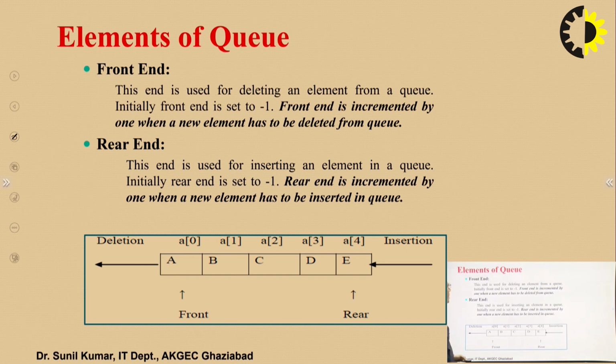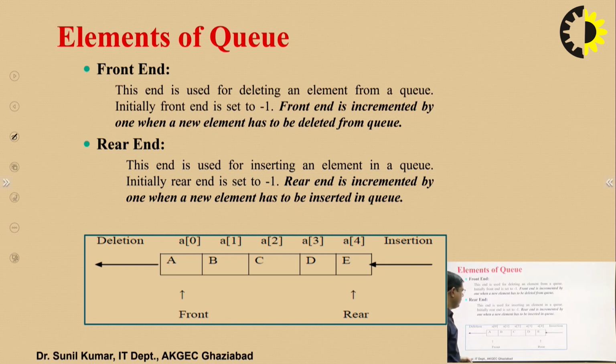On the other hand, whenever we are inserting an element, it will always be done from the rear end. Initially, the value of rear is set to -1. Whenever we are inserting an element, the value of the rear pointer is incremented by 1. This can be understood with the help of this example. For example, we have an array and already we have these elements, A, B, C, D and E. And in that case, front will be 0 and rear will be 4.